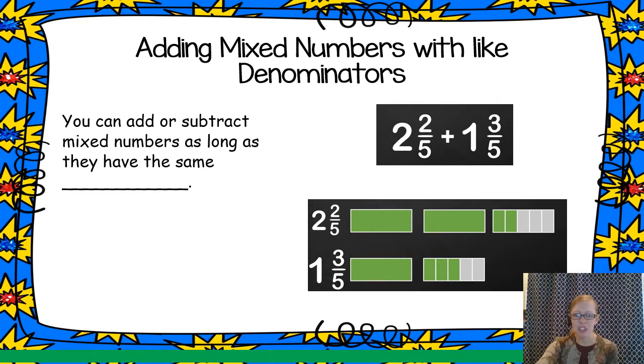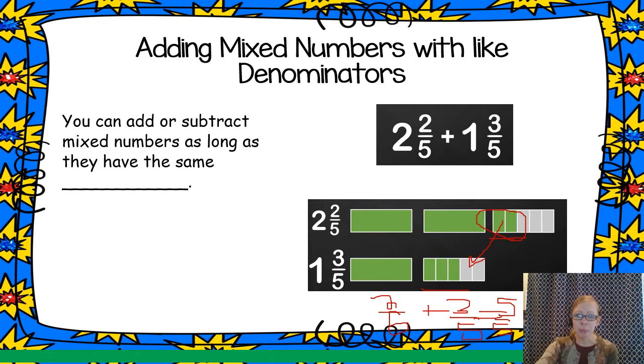Take a look at this visual here. If we start by adding the fractions, we see we have 2/5 and 3/5. When we add those together, 2/5 plus 3/5 equals 5/5. Now 5/5 is the same as 1 whole. If we were to take these two pieces here, we can see they would fit perfectly into the empty 2 spaces in our bottom shape.